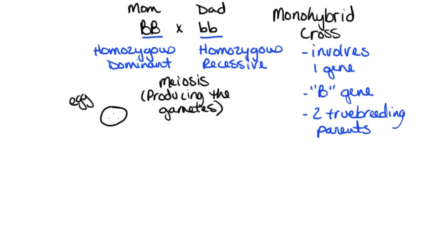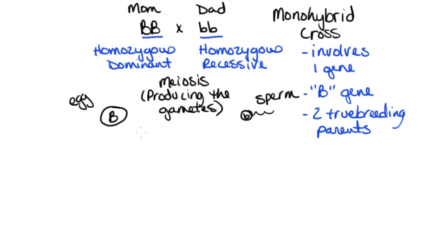And in the egg, we are going to have a capital B. That's because mom is homozygous, which means she only has capital B's. So no matter what, that is what we're getting in that particular egg. From dad, we're going to get the sperm produced, and dad is also homozygous. So we know that that sperm is going to get a lowercase b because that's all that he has. So it's really easy to come up with the gametes when we have homozygous parents. Okay, so those are our two combinations.